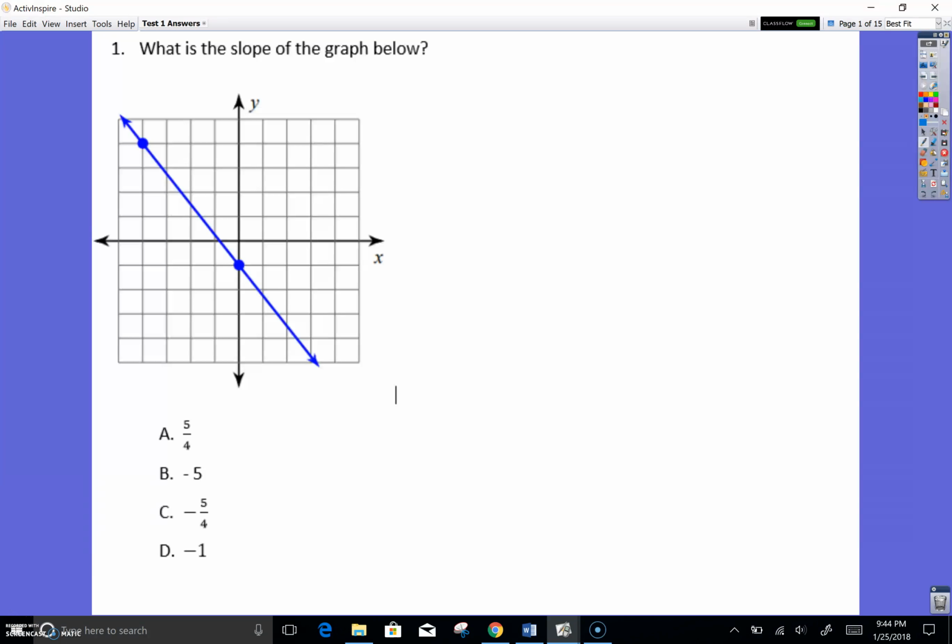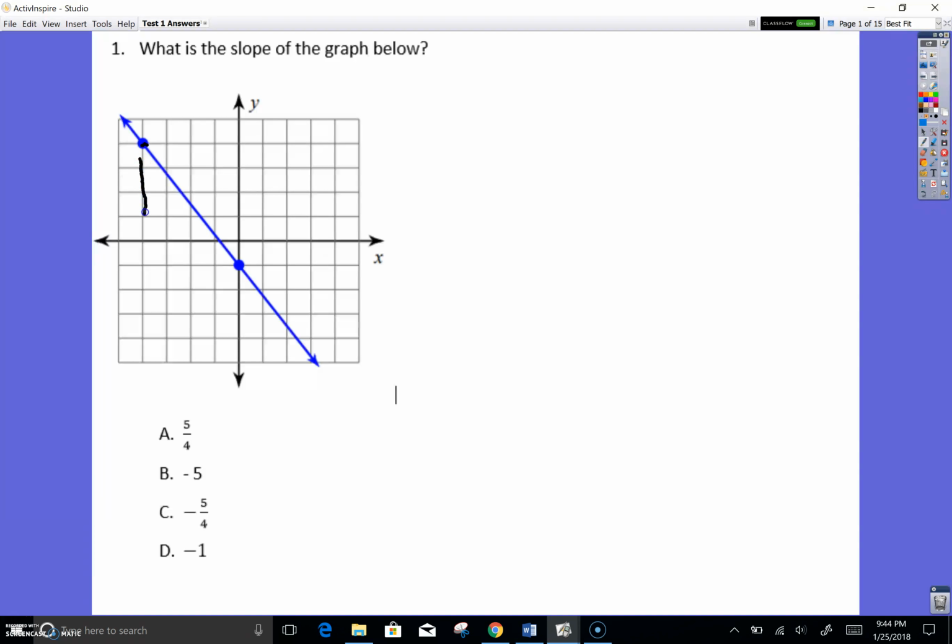Okay, we're going to go over the test, okay? First, number one, it says, what is the slope of the graph below? All right, remember with slope, you start from the left point, okay? So the left point is right there, okay?